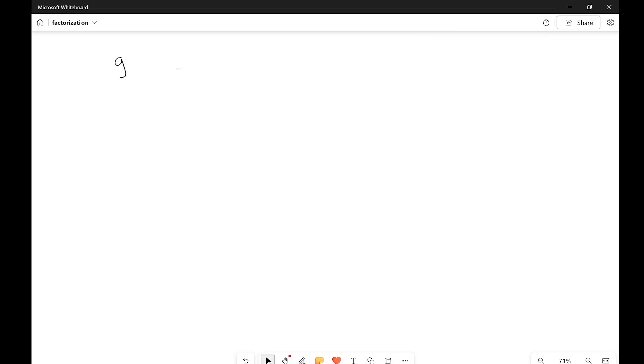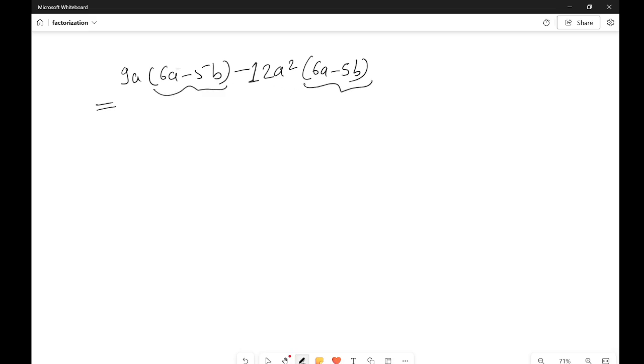Let's say I have the expression 9a within bracket, let me write it properly, 9a within bracket 6a minus 5b. Second part of the expression, minus 12a square within bracket 6a minus 5b. Okay, just like the last example, we have this expression as common. But at the same time we have to check whether the remaining expression has anything common.